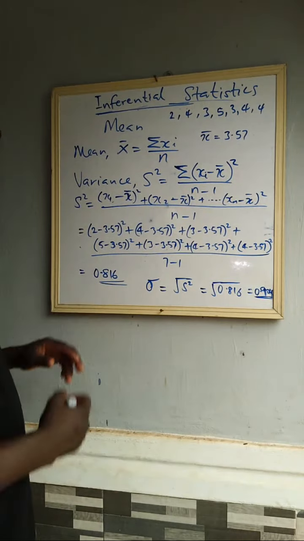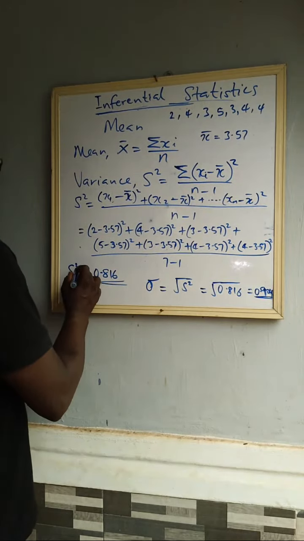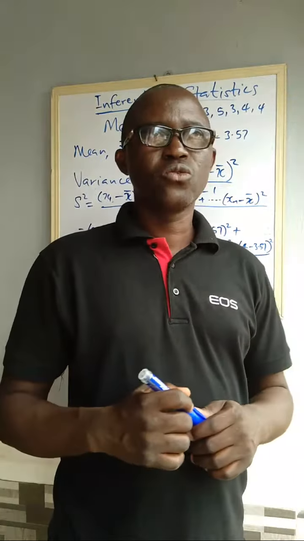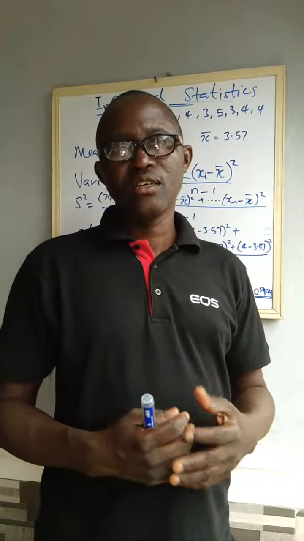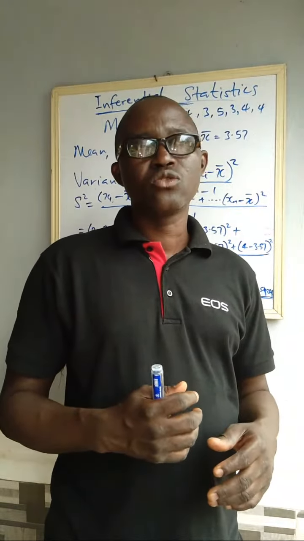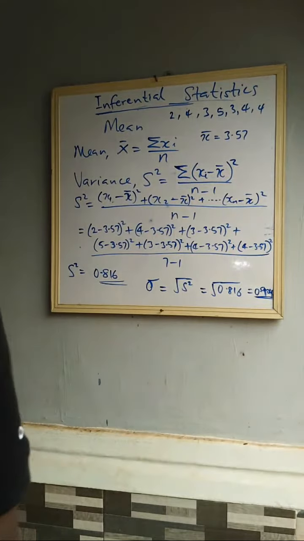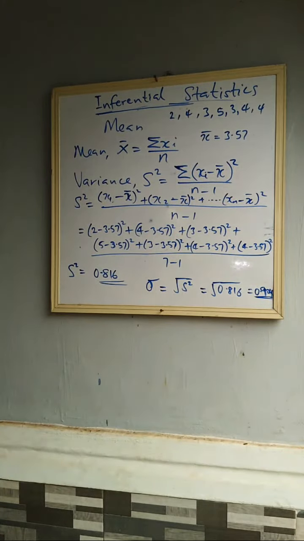This is the variance, s squared, and this is the standard deviation. So variance and standard deviation are related. Standard deviation is the square root of variance. So that is how to determine the variance of a particular set of data.